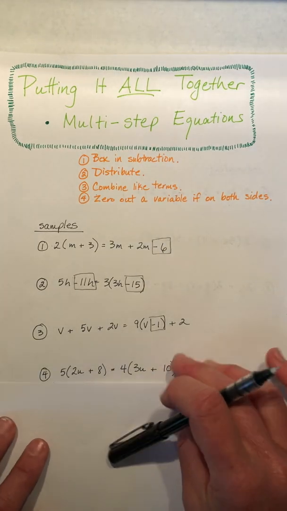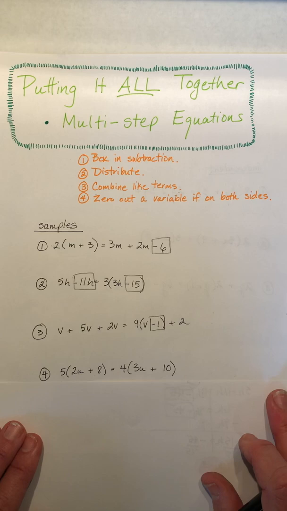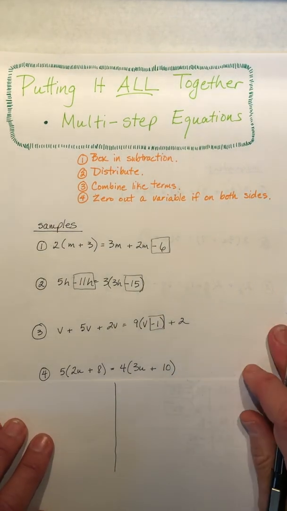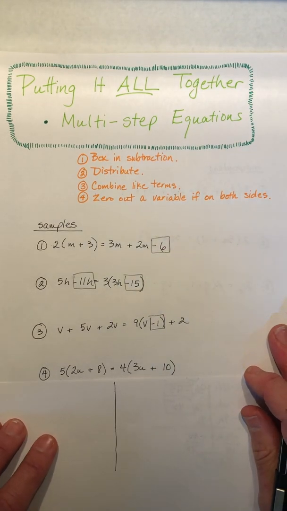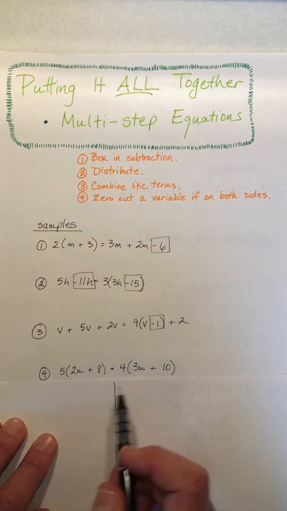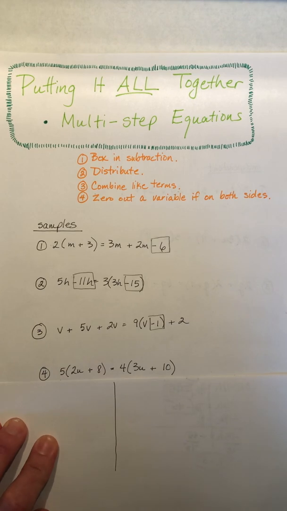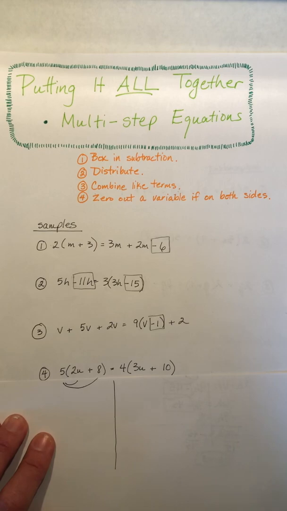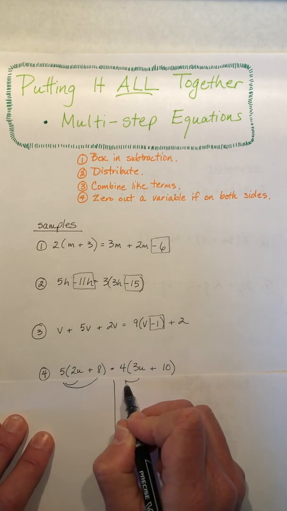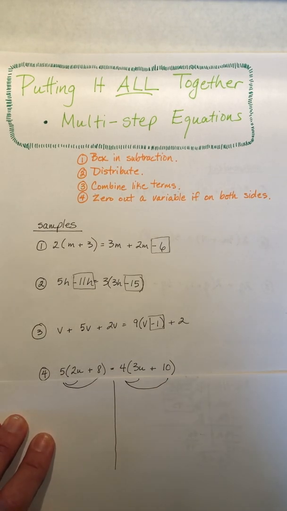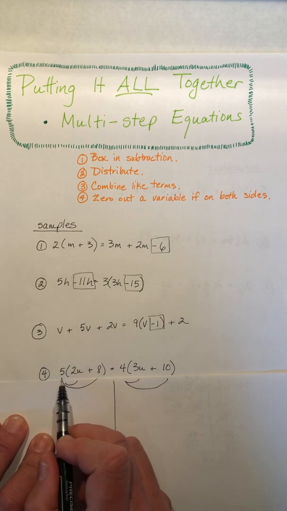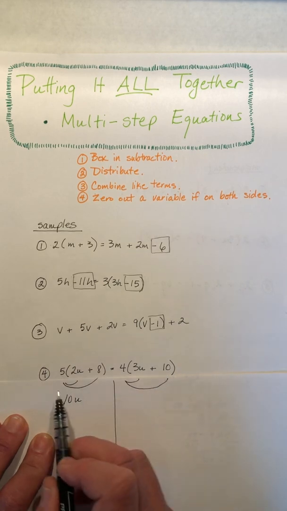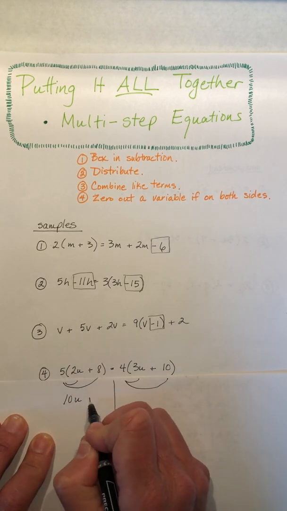Let me find a clean spot on my paper. And here we go. All right, this is unusual. We haven't seen one like this because there's distributing on both sides. So no subtraction to box in. And I need to distribute over here. And then I'm distributing separately on the other side as well. So 5 times 2u is 10u. 5 times a positive 8 is 40.